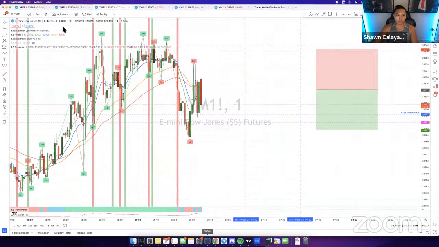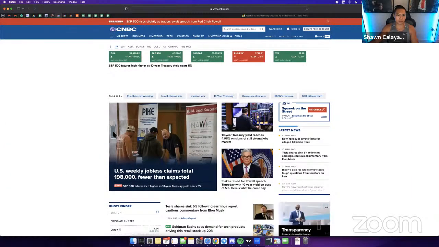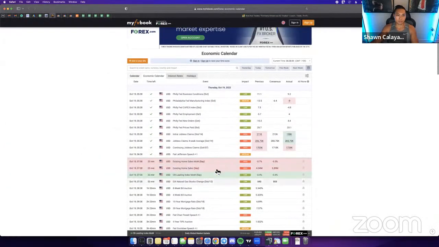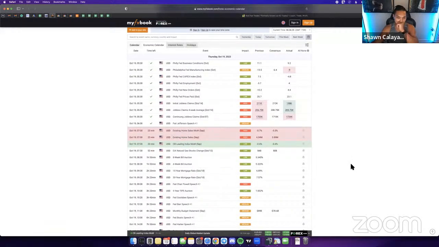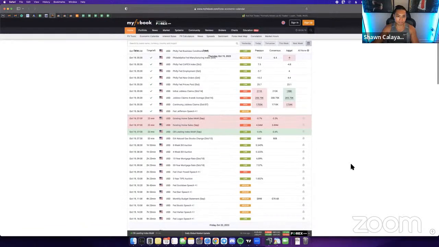Let me check the calendar for today again, see if there's anything here that we might be missing. So we have existing home sales coming up at 7 o'clock. It's high impact. I'm expecting it to be very negative because we're going into this recession. People are buying homes, rates are going up, so existing home sales are probably going to go down.